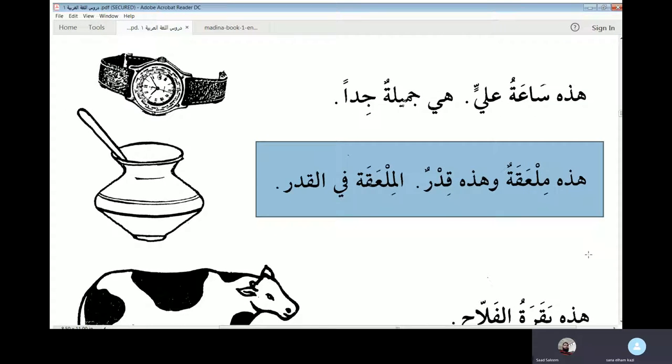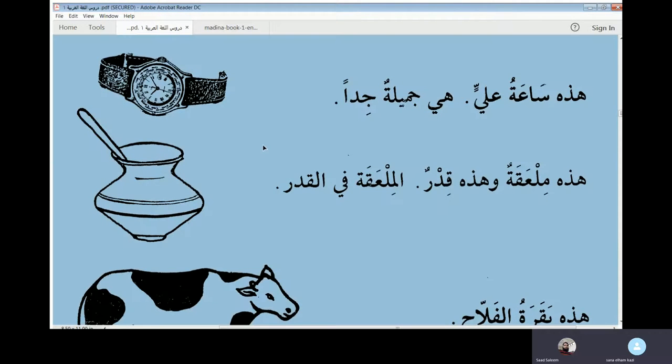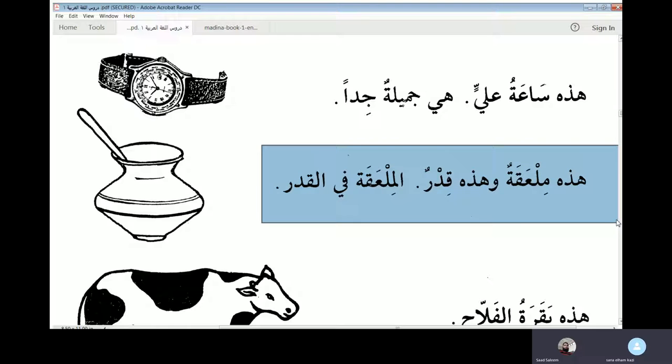Mil'afatun wahadihi qidrun. Al-mil'afatu fil-qidri. What is it about? Qidr is a cooking pot. Mil'afatun is a spoon. So, wahazihi qidrun. This is a spoon, and this is a cooking pot.